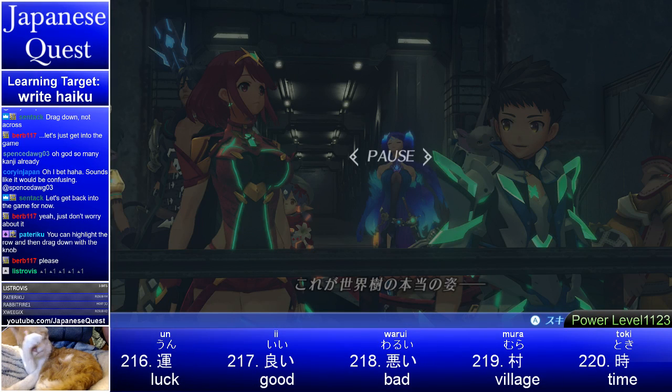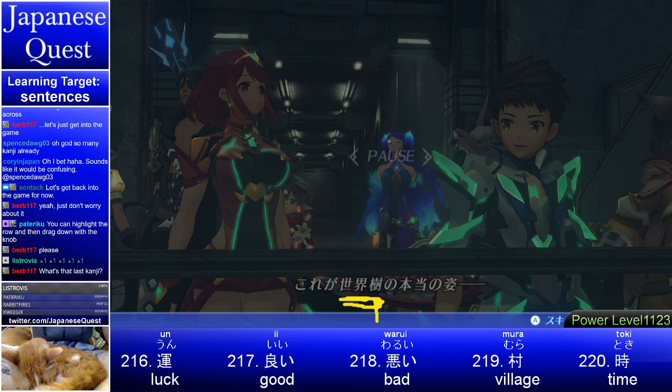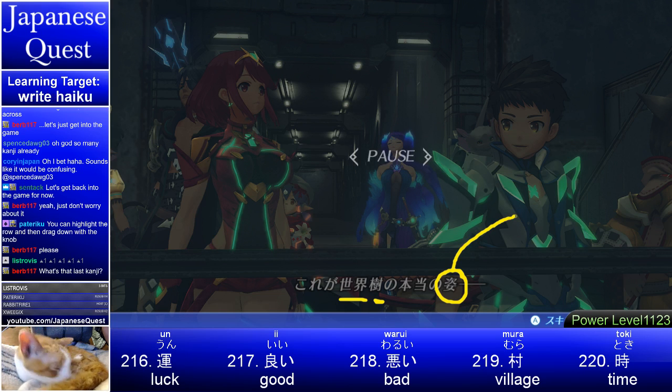So this is the true form of the World Tree. So just a reminder where we are. We finally reached the goal of this game, the World Tree, the giant tree at the center of the world. Sekai, world, ki, tree, put them together. Changes to ju, Sekaiju, the World Tree. And then we are now seeing its true form. Inside, it's kind of man-made. The last kanji means form. Sugata. So this is the true form of the World Tree.